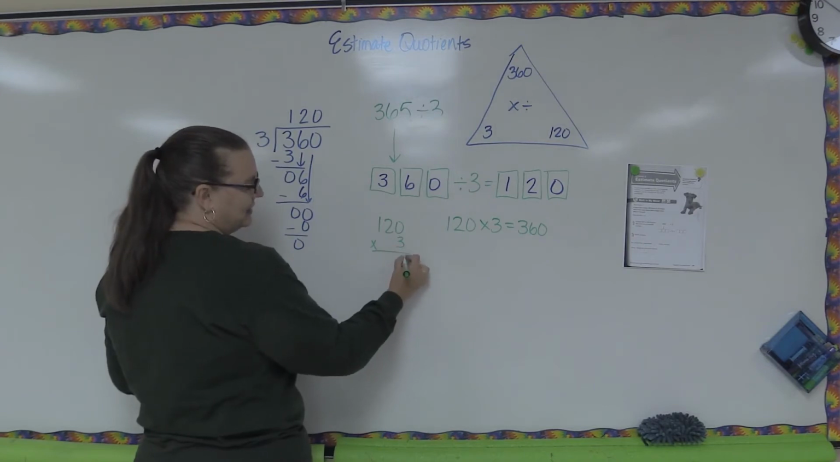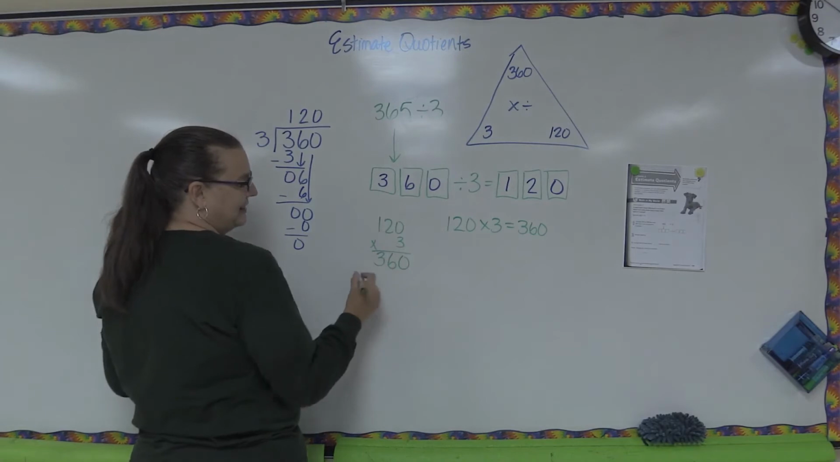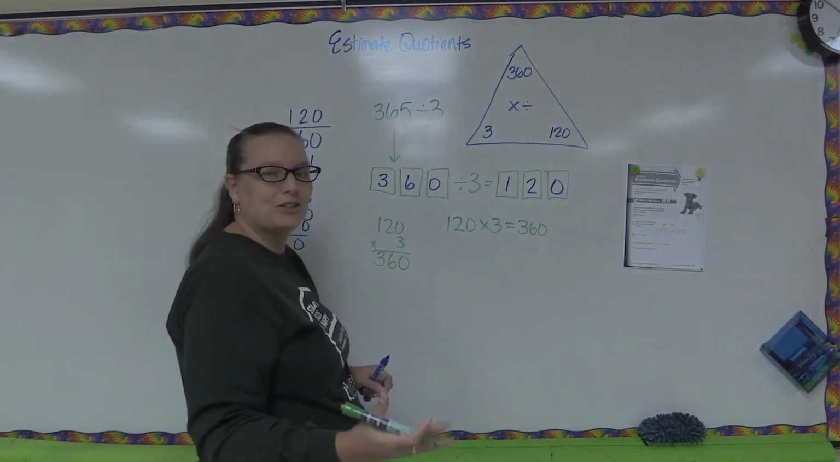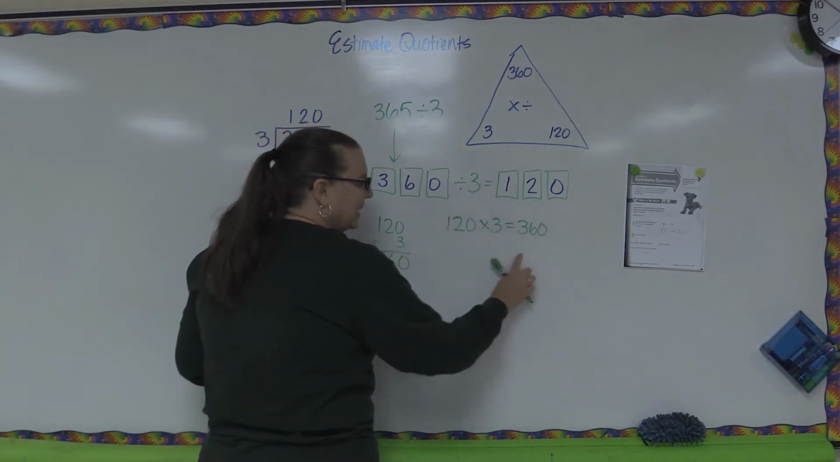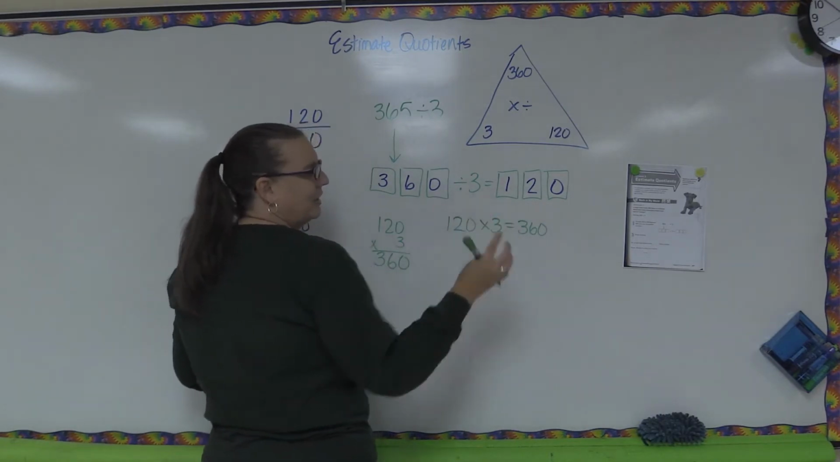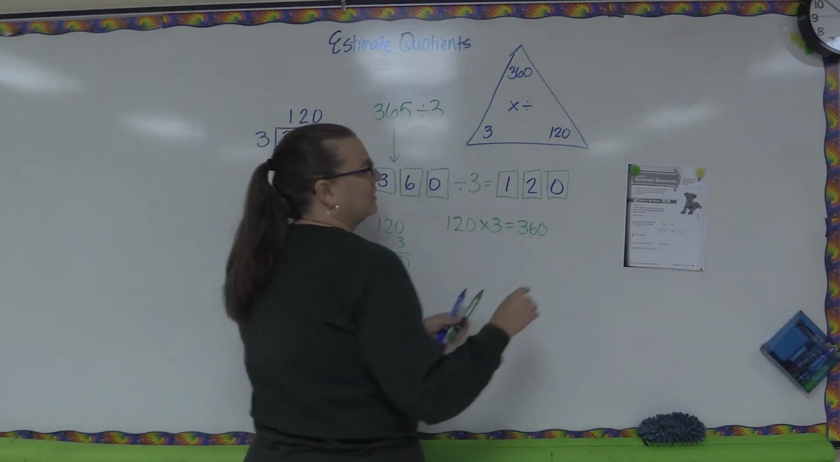0 times 3 is 0. 2 times 3 is 6. 3 times 1 is 3. Either way, I'm just looking to make sure we can get the correct answer, okay? So we just use multiplication right here to check and make sure that our answer works, and it does. So that's what you're going to fill in here at the bottom of this page.